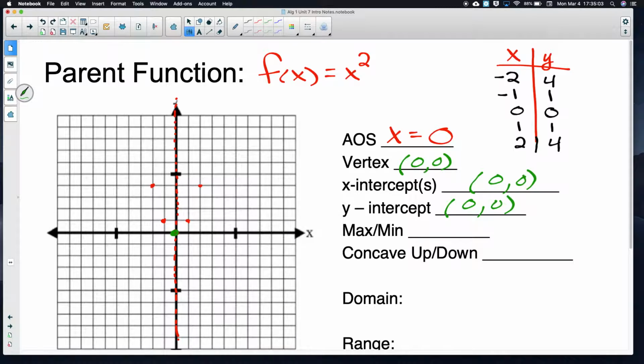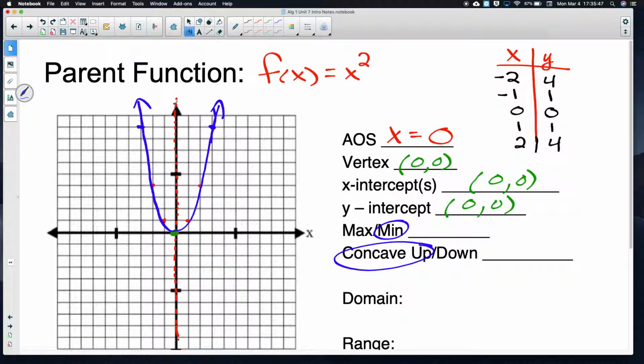So your parent function is just the basic parabola, your basic quadratic. What does it look like? Am I dealing with a maximum or a minimum? I'm dealing with a min, which means that we're going to be concave up. So if I connect these dots here, I'm going to plot another point. I'm going to plug in 3 as well. If I plug in 3, I get out 9. Because of symmetry, I know it's going to be over here as well. So I connect all the dots into a nice smooth curve. I get my parent function parabola.